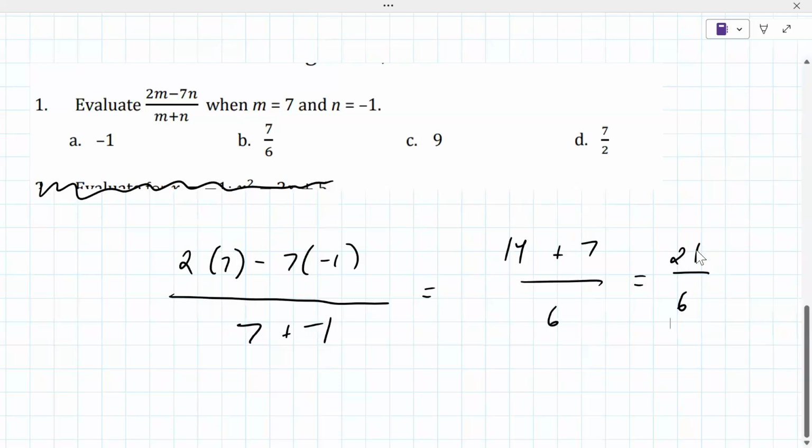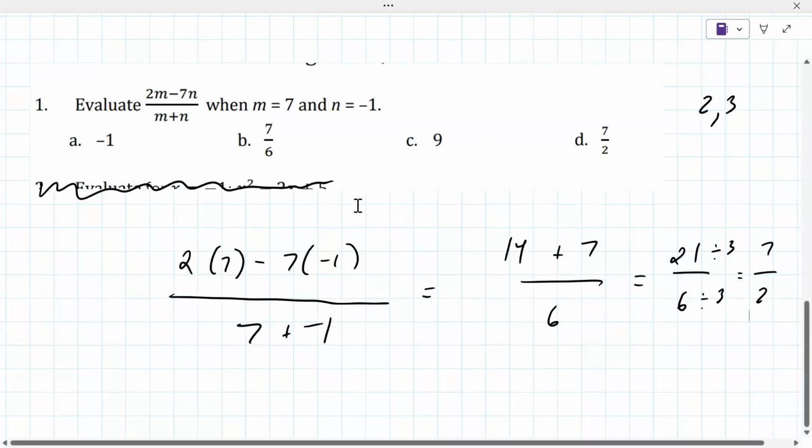Okay, now what does this reduce to is the next question. 9. So you divide the top and bottom by a common number. You'd start with 2. 2 doesn't work, but 3 does. D then. 7 over 2. Okay.